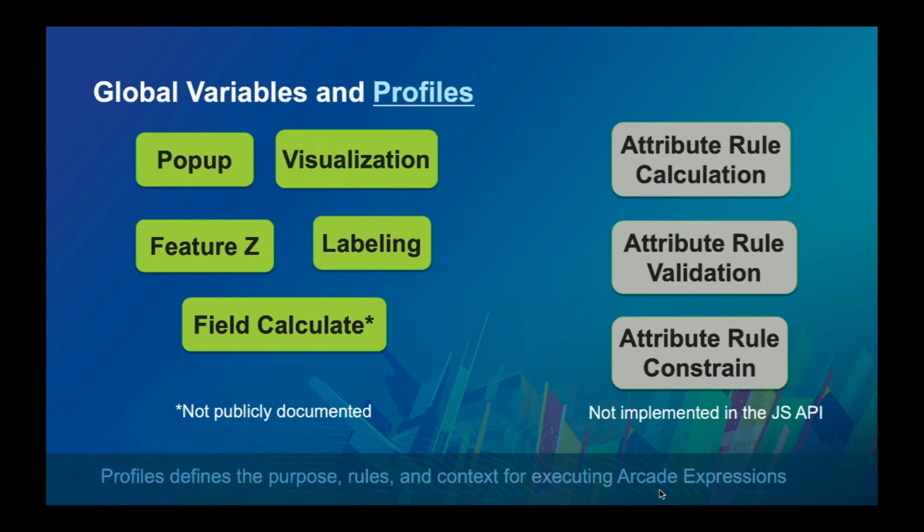You can only return a number or a string, because when you are rendering based on a count, the renderer in the JavaScript app won't understand what a dictionary is doing there. I shaded these other profiles in gray because we don't currently implement those in the API. I've already had a few questions from some of you about attribute rules. That's something that's ongoing in our discussions.